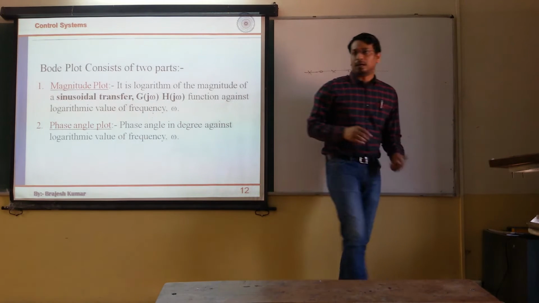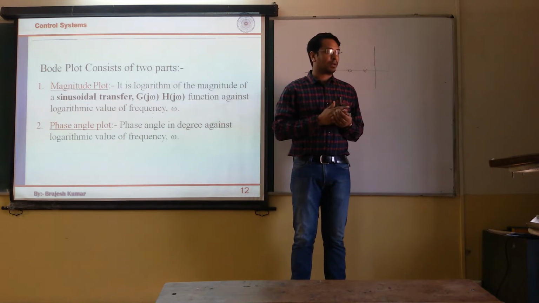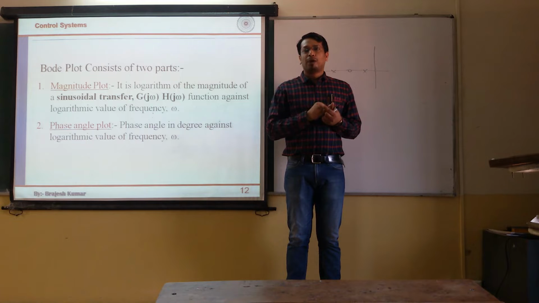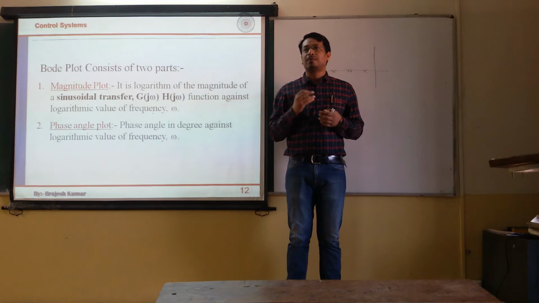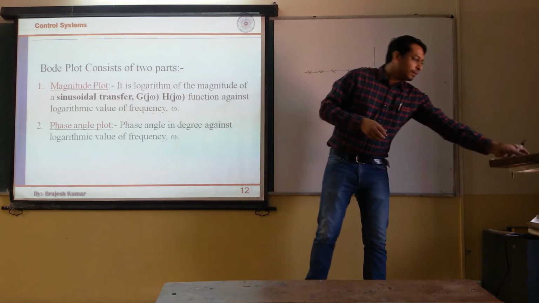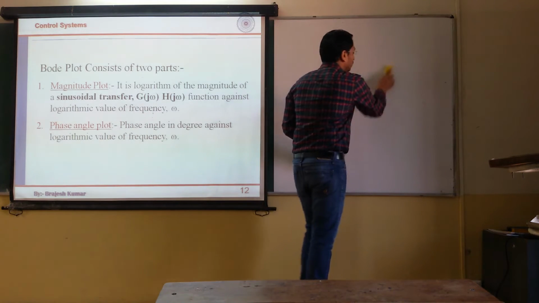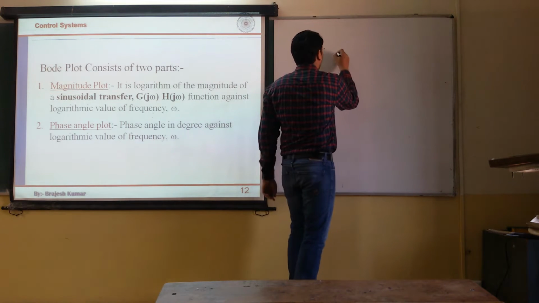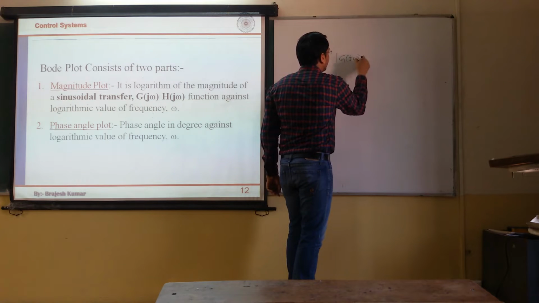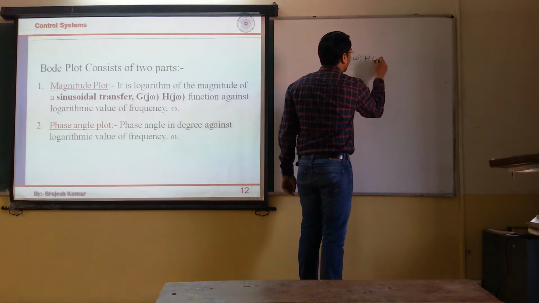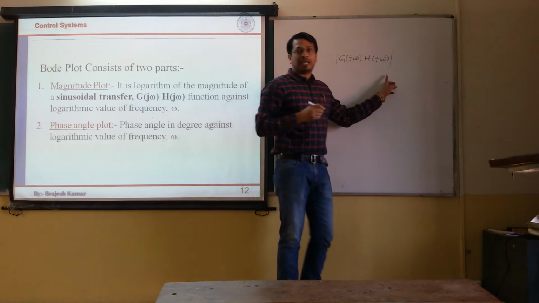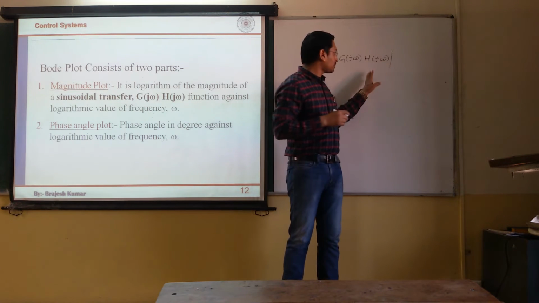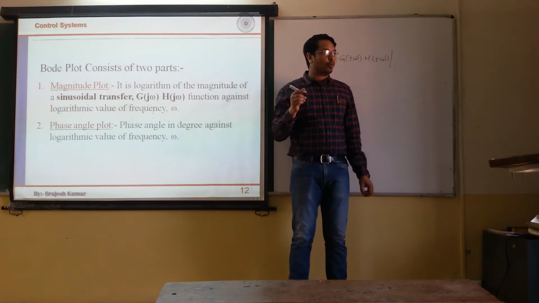So let us go to the Bode plot. So Bode plot basically consists of two parts, correct? One part is the magnitude part and the second part is the phase angle part. In the magnitude part we are going to plot the magnitude of the sinusoidal transfer function, that is G(jω)H(jω), when you vary omega from 0 to infinity, correct? So this will give you the magnitude plot.